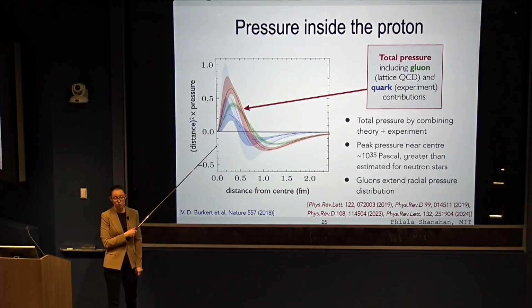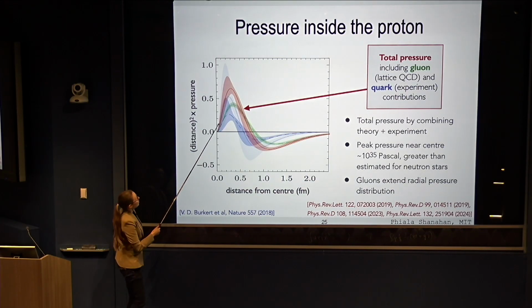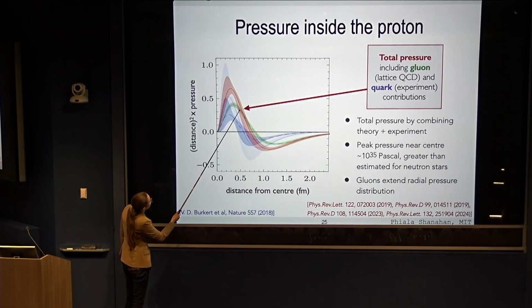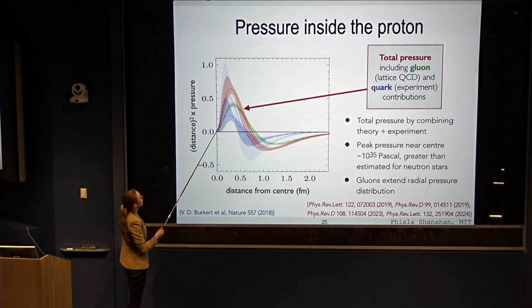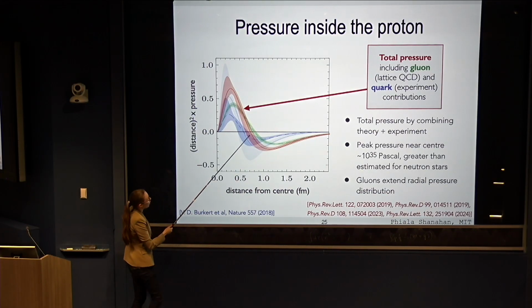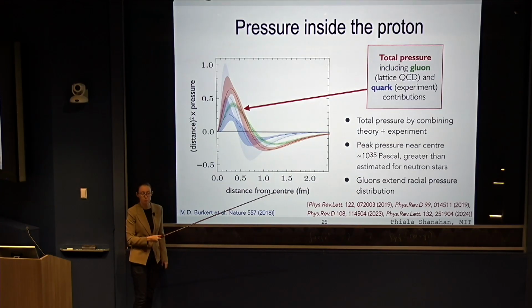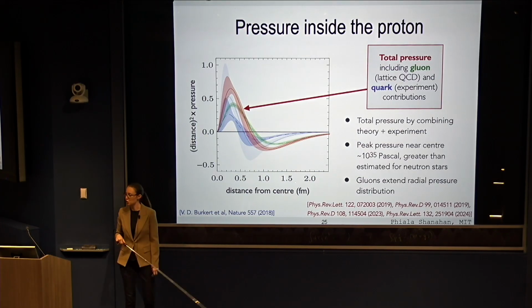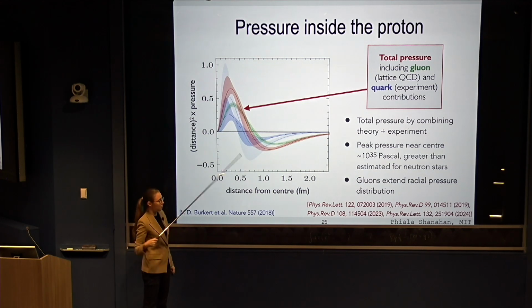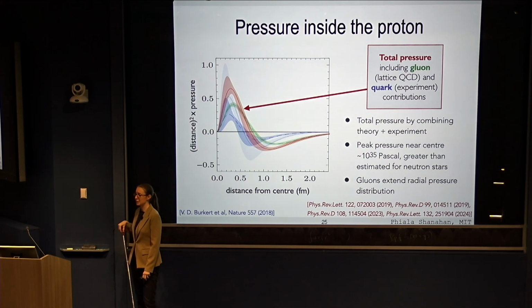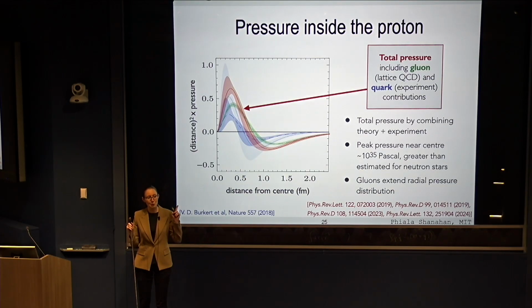This is no longer a cartoon. This green is the gluon contribution to the proton pressure from theory. The blue is the quark contribution to the proton pressure from experiment. And the red is the combination. And so you start to see a few interesting things. The peak pressure in the proton is something like 10 to the 35 Pascal. That's more like a neutron star than a bike tire. In fact, that's more like the quark-gluon plasma in the early universe where the protons were formed than it is like a bike tire.